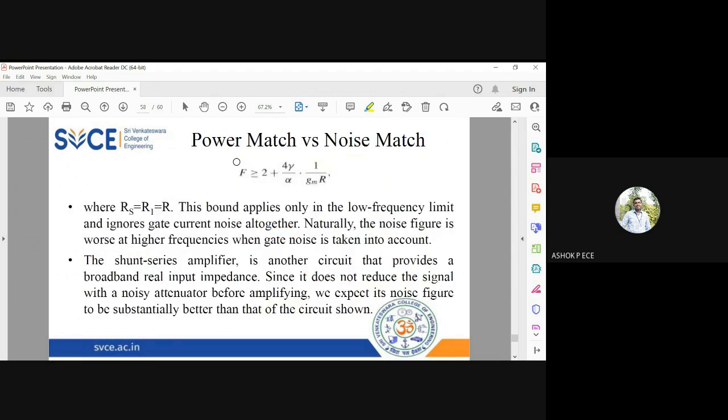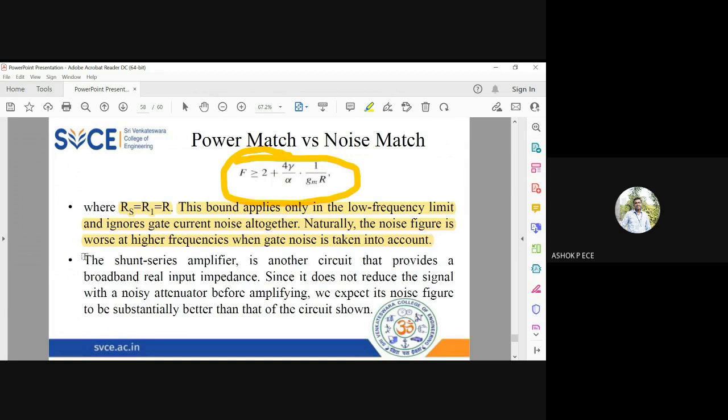And the noise figure is given here. F is greater than or equal to 2 plus 4 gamma by alpha times 1 by gm R. So our goal is, assuming load resistance equal to source resistance equal to capital R. So only when all these conditions are satisfied can the noise figure be considered to be a decent one. Otherwise, you have to work a lot to minimize your noise figure.